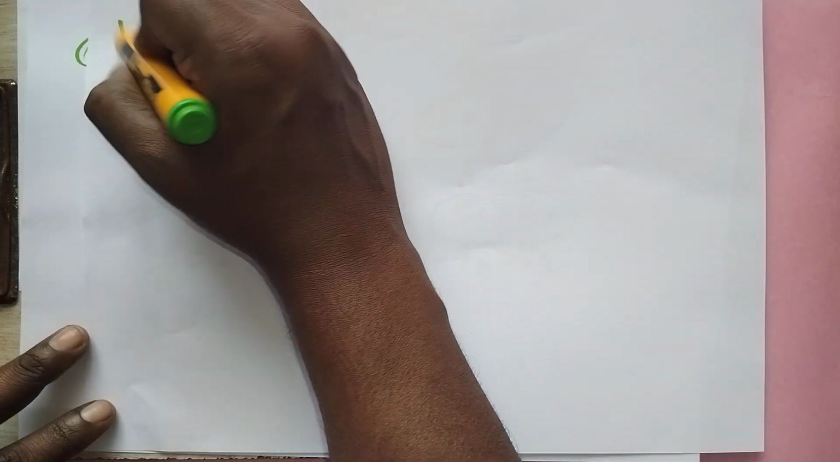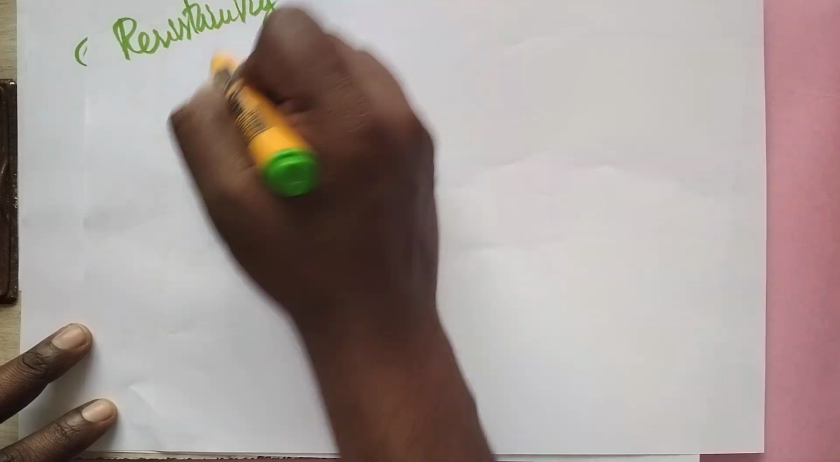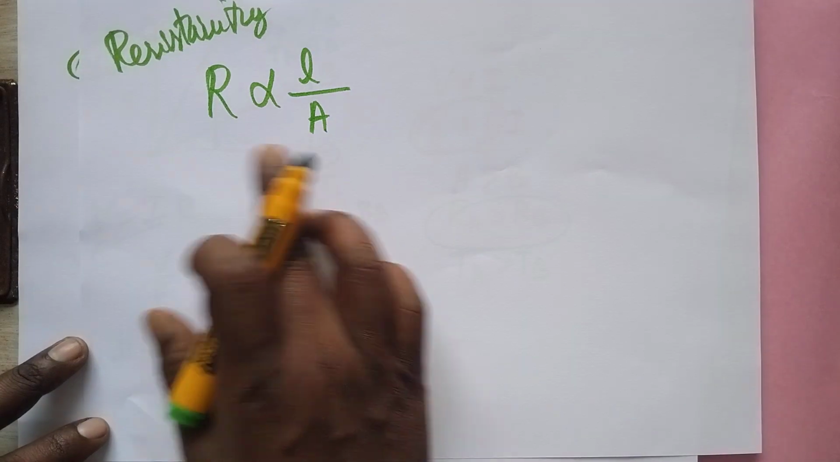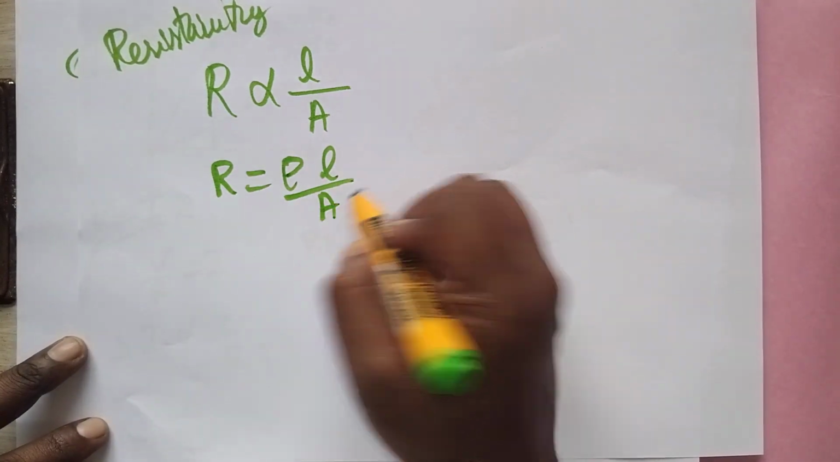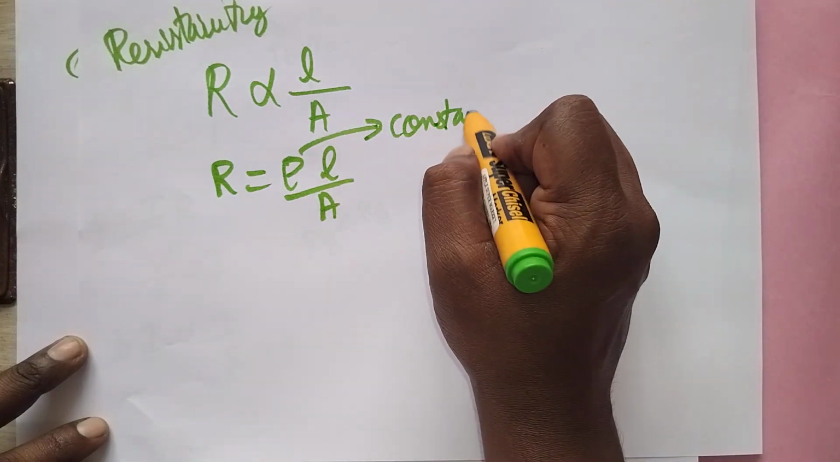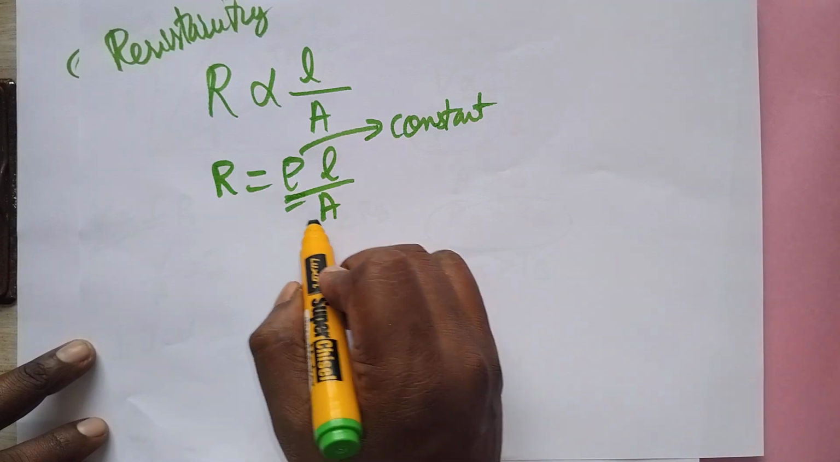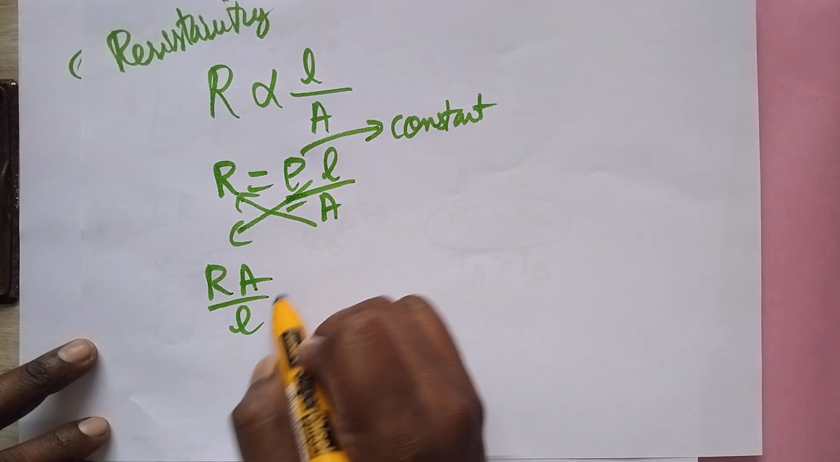Next, resistivity formula. Very simple. Resistance is directly proportional to length, inversely proportional to area. If you remove the directly proportional sign, you will get a constant: resistivity times length by area. So it is a constant. Whenever you remove the directly proportional sign, you should include a constant. We will get resistivity as a constant. Area take this side, length take this side. RA by L is called rho.